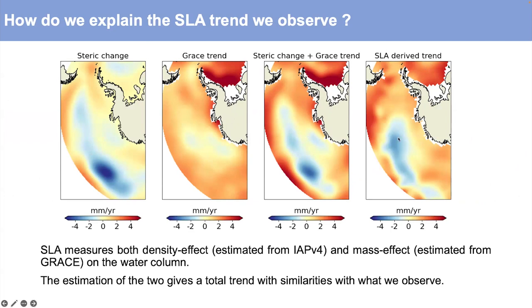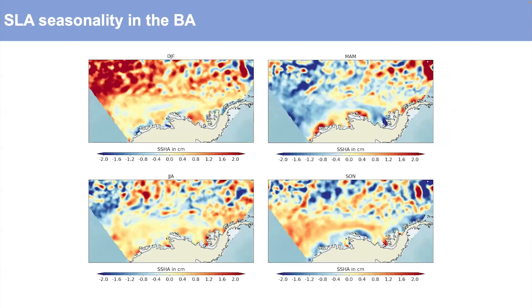And we can see that we don't find this negative anomaly in our product. So I don't know why, but we need to look a bit more into it. But other than that, the order of magnitude seems to match. And here is just the seasonal cycle of SLA in the Bellingshausen and Amundsen that we have in our product.